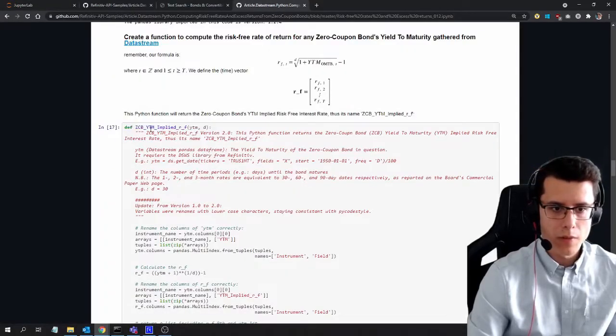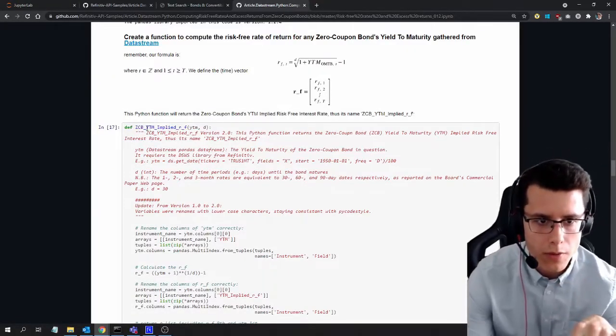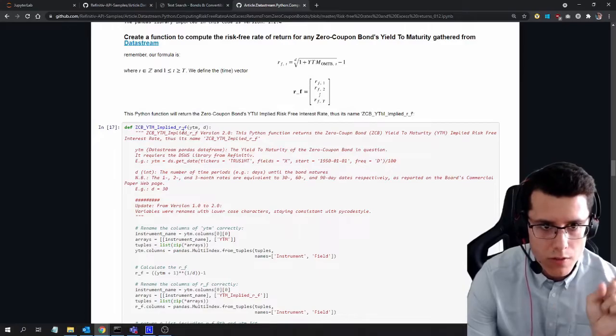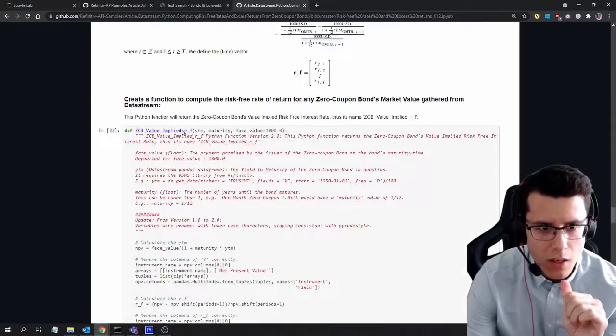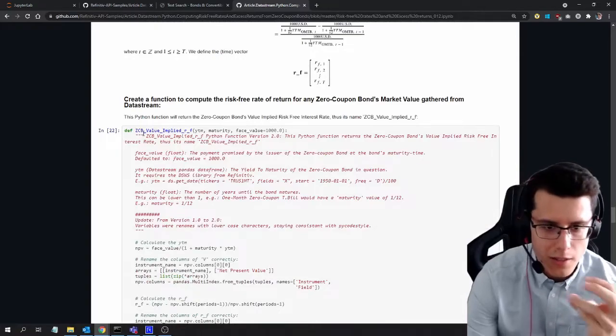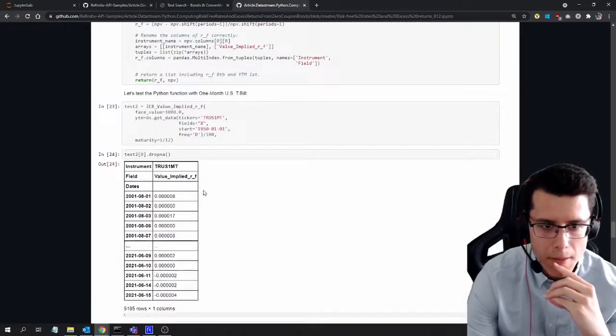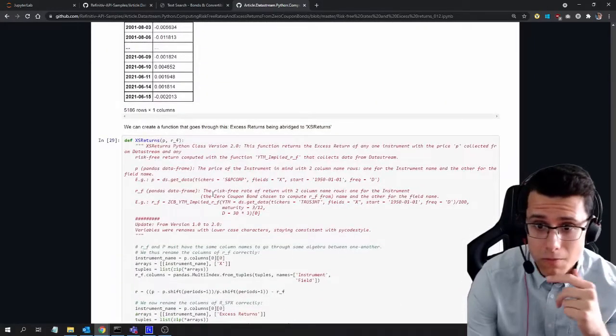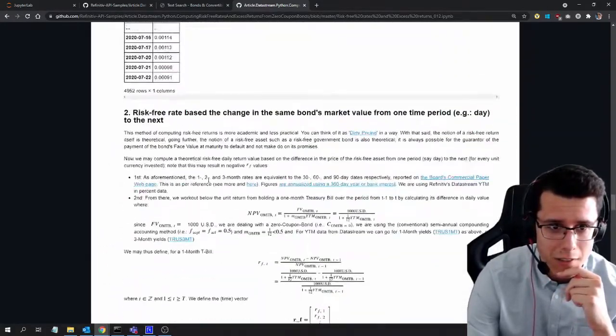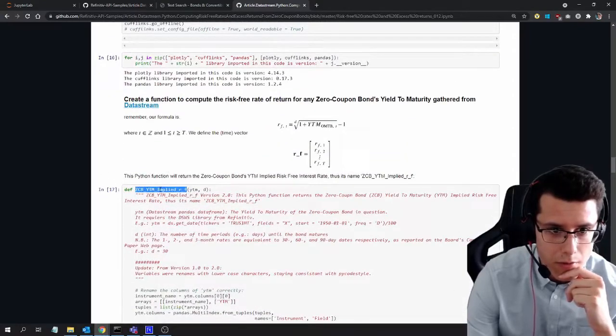Let's have a look. Zero coupon bond, yield to maturity, implied risk-free rate. That's quite a specific name, is there? Yes, there we go, value implied. I don't like that one. I was thinking of removing it, but I thought to myself, well, there is actually a use for it, so why not just leave it? So if I scroll back up, that's the one.